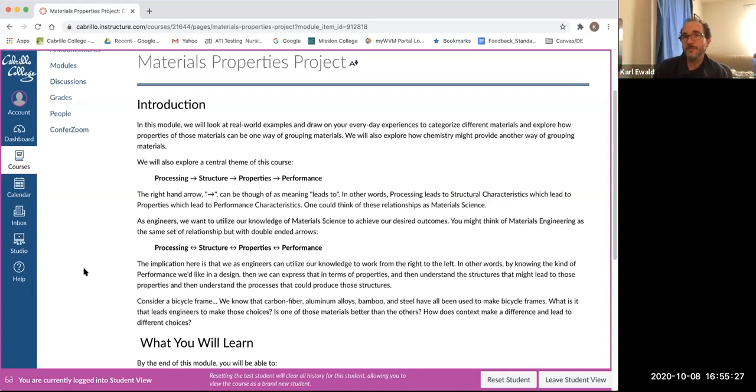So the way we process carbon leads it to adopt these different structures, and then that leads to the different properties. So the science part of it is to basically understand how processing leads to structure, that leads to properties, that leads to performance. And the engineering part of it is to say, well, I want this kind of performance, so how do I work backwards down that line of logic to determine how I might process something?